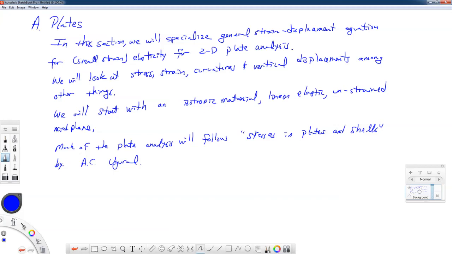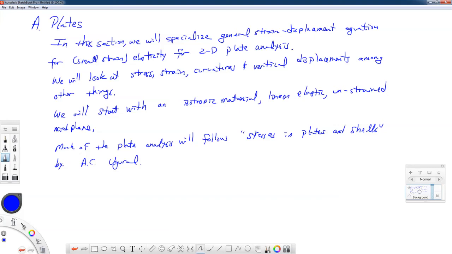laminates. So in this section we're going to specialize general strain displacement equations for small strain elasticity for two-dimensional plate analysis. We're going to take a look at stresses and strains and curvatures and vertical displacements among other things. And we're going to start with an isotropic material that's linear elastic with an unstrained midplane. And again, like I said, as we get into these other areas, we'll relax some of those restrictions and look at midplane strains and so forth.